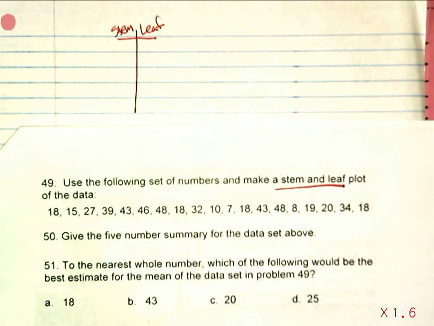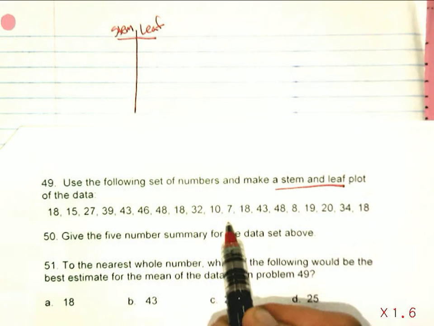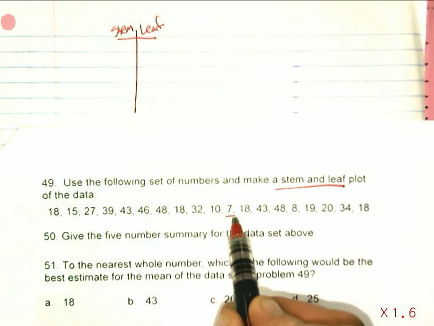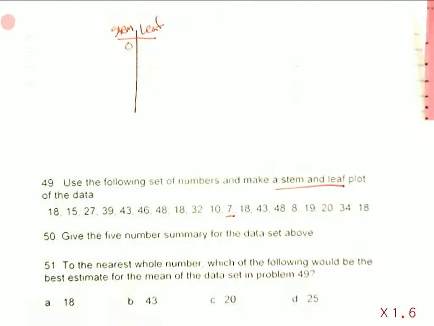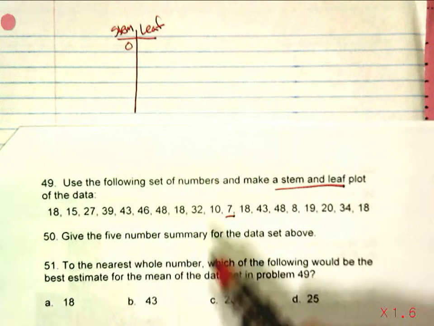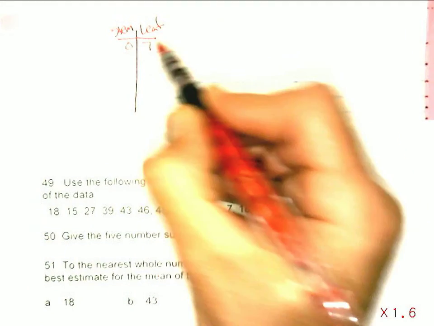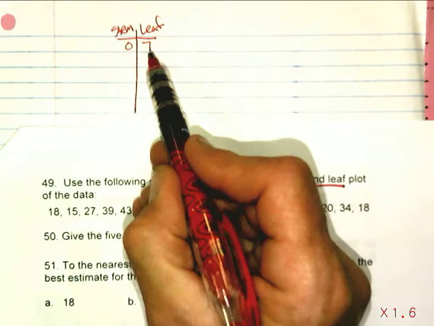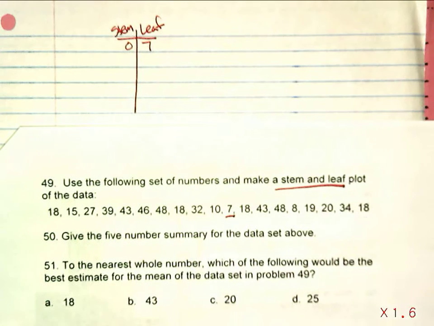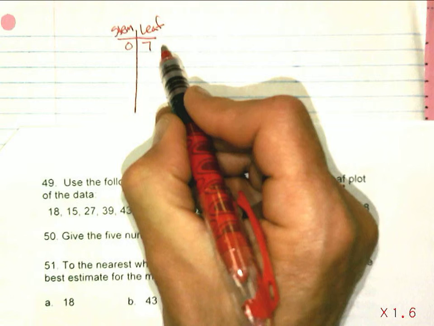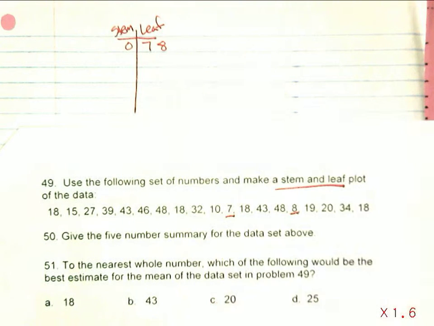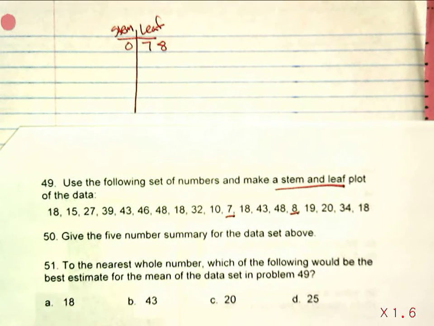What I want to do is start with the smallest number, which in this case is 7. The 7 has a stem of 0 because it's in the single digits, and the leaf is 7. So stem and leaf, that just represents the number 7. Then the next smallest number in the data set is 8, so its stem is still 0, and then 8 is the next digit. That takes care of all the single digit numbers in the data set.